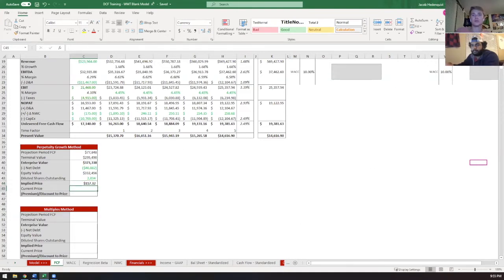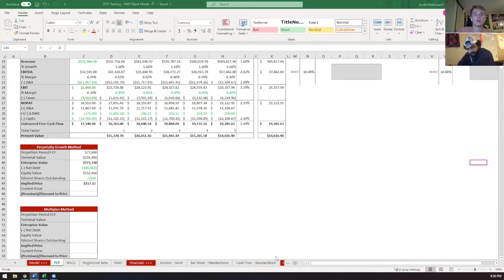Cool. Do we want to do the current price now, or go straight to the multiples method and do that at the end? Yeah, we can do that. I guess we can try out multiples first, and then we'll come back to doing the current share price of each. Okay, cool.